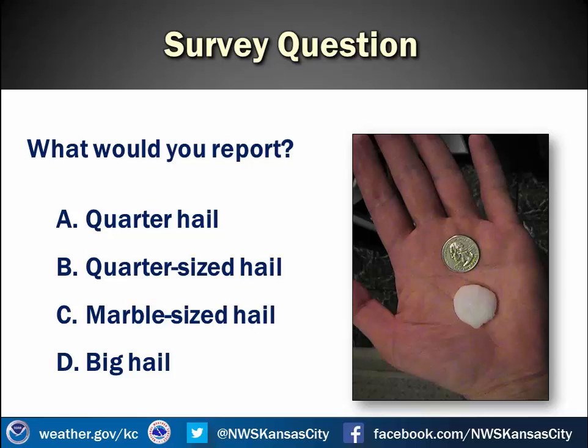Okay, real quickly, survey question. What would you report? A, quarter hail. B, quarter-sized hail. C, marble-sized hail. D, big hail. Who says A? B, C, D. Okay, I see you up there in the balcony. B, quarter-size hail.